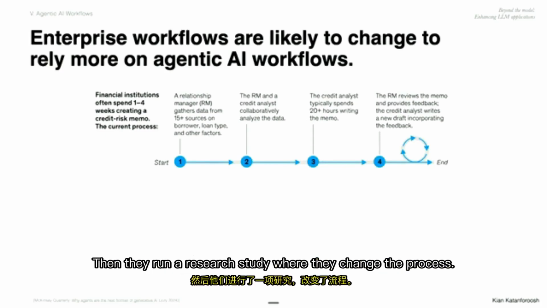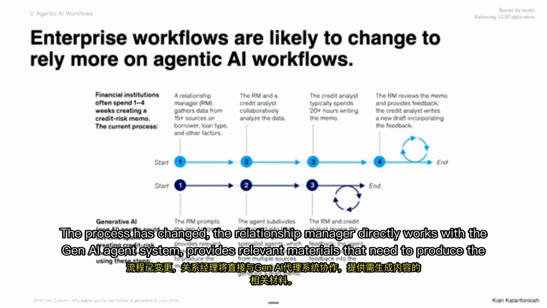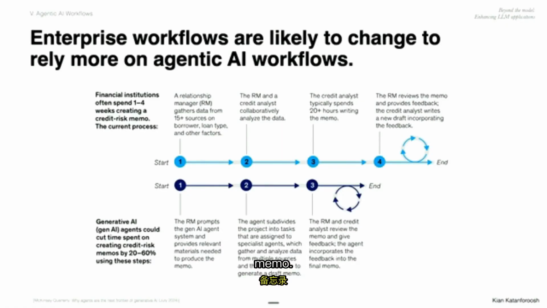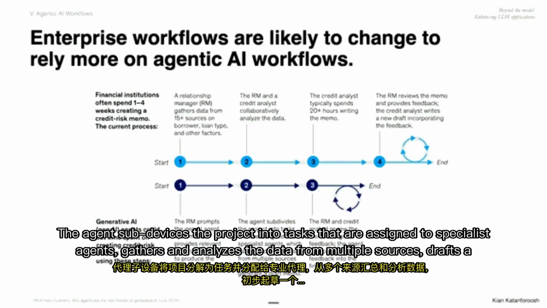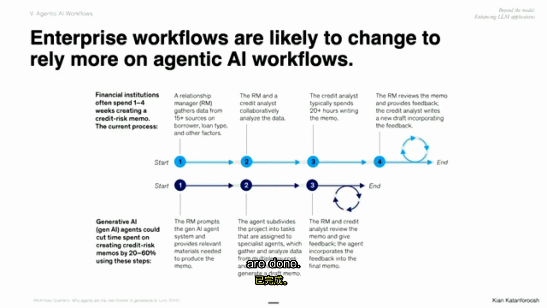They then ran a research study where they changed the process. They said Gen AI agents could actually cut time by 20 to 60% on credit risk memos. And the process has changed so the relationship manager directly works with the Gen AI agent system and provides the relevant materials needed to produce the memo. The agent subdivides the project into tasks that are assigned to specialist agents, gathers and analyzes the data from multiple sources, and drafts a memo. Then the relationship manager and the credit analyst sit down together, review the memo, give feedback to the agent, and within 20 to 60% less time are done.